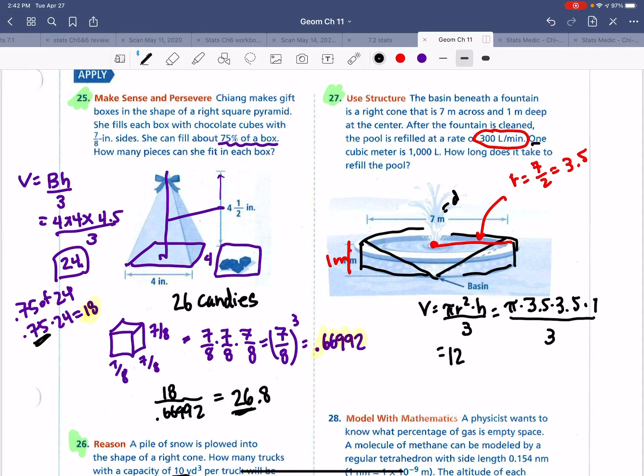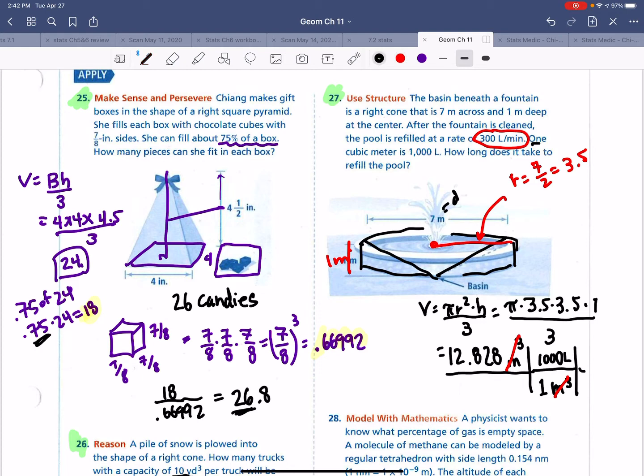Okay, so this is 12.828 meters cubed. But I want to get my answer in time, so that means I want meters cubed to go away. Well, it says here 1 meter cubed is equal to 1,000 liters. So that's how I knew I wanted to multiply by 1,000, because I want to get rid of meters cubed.